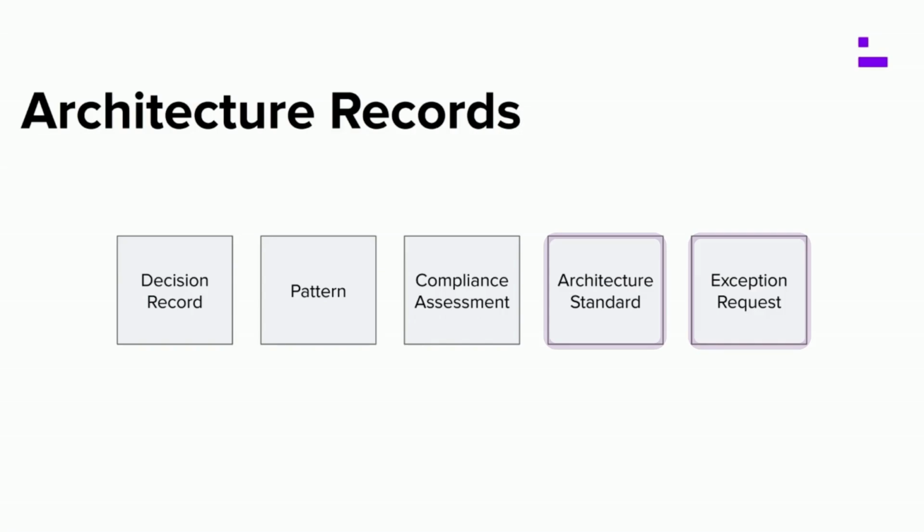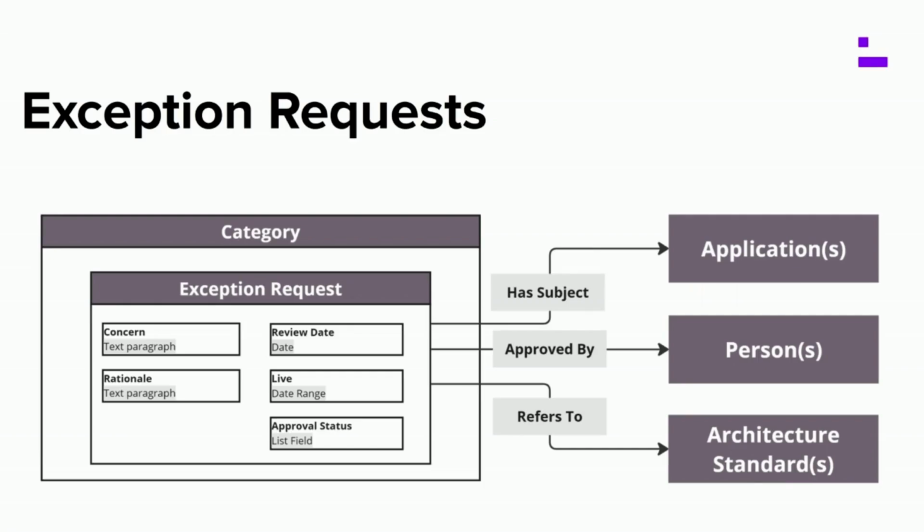Let's start by looking at the meta model. The refers to reference points to the standard from which the exception is being sought. Note that one request might be seeking exceptions from multiple standards. The has subject reference points to the application or applications that are to be exempted from the standard.